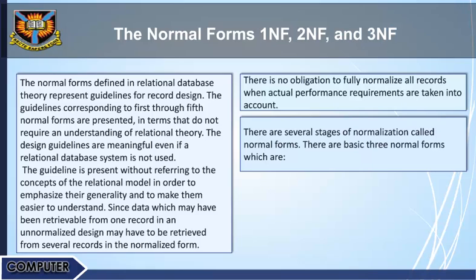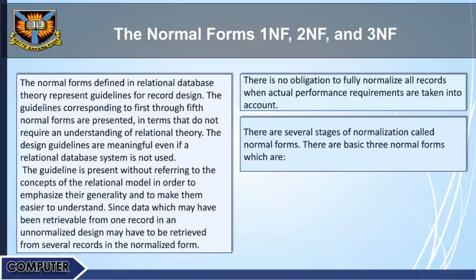Since data which may have been retrievable from one record in an unnormalized design may have to be retrieved from several records in the normalized form, there is no obligation to fully normalize all records when actual performance requirements are taken into account. There are several stages of normalization called normal forms.